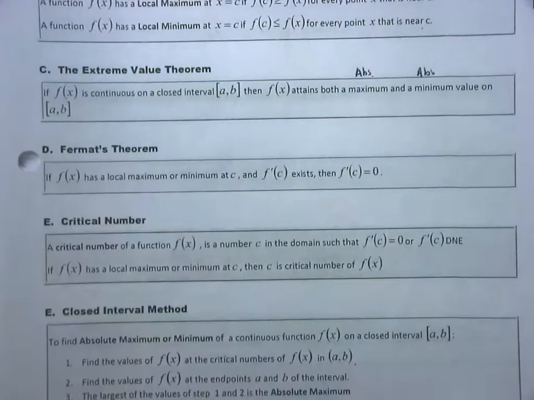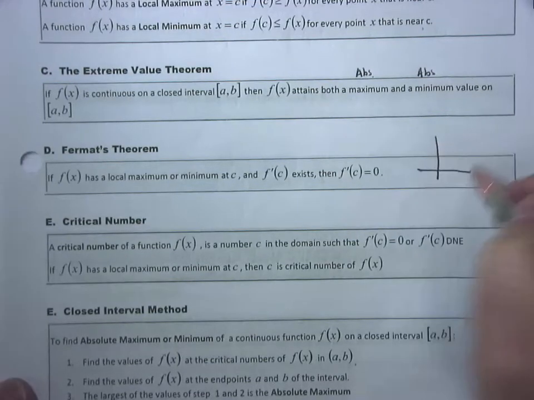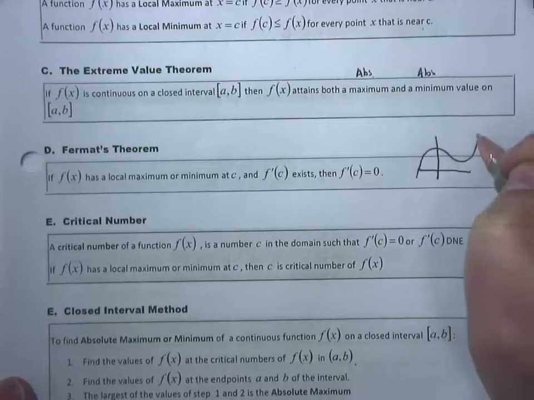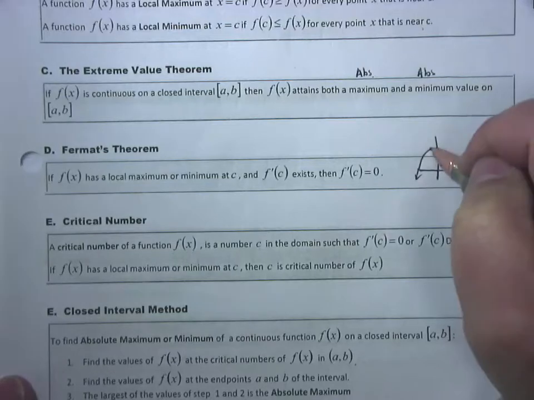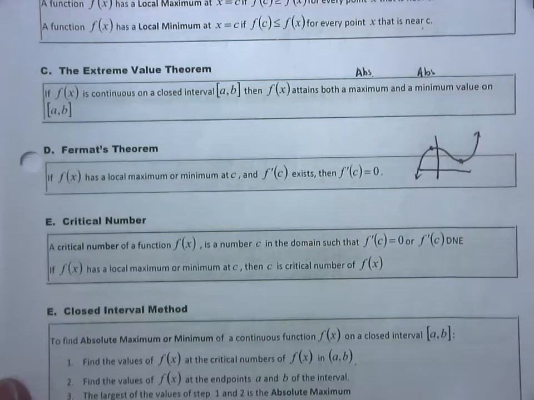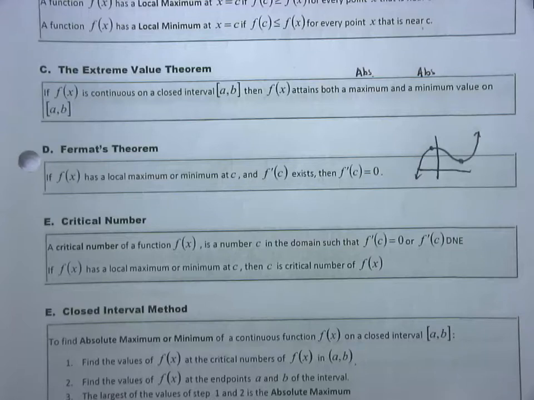Fermat, not Fermat's last theorem. Fermat had lots of theorems. Here's one of Fermat's theorems here. If f of x has a local maximum or minimum at c, and f prime of c exists, then f prime of c is equal to 0. What Fermat focused on was this. If you look at these maximums and minimums, and I'll give you some interesting function that looks like this, there's a maximum and a minimum on this particular graph. There's one right here, and there's one right here. They're local. They're not absolute, because if I go down the road far enough, I'll continue to get bigger and bigger and bigger, or smaller and smaller and smaller.